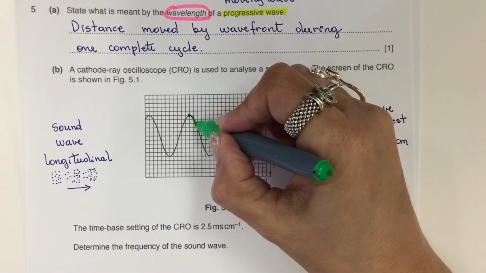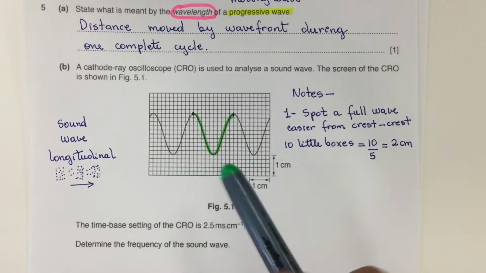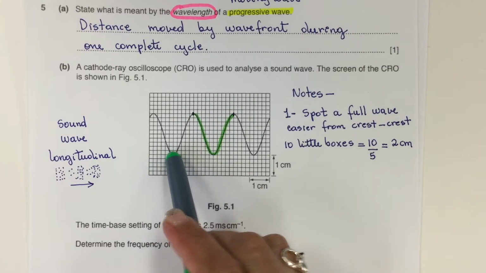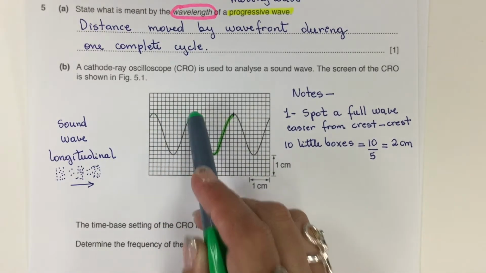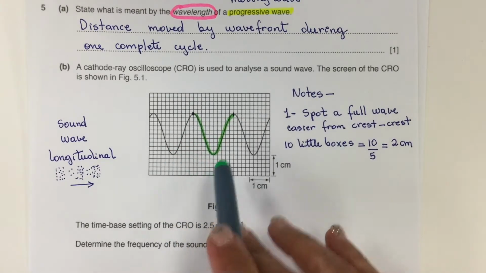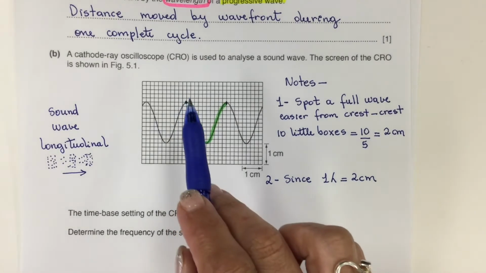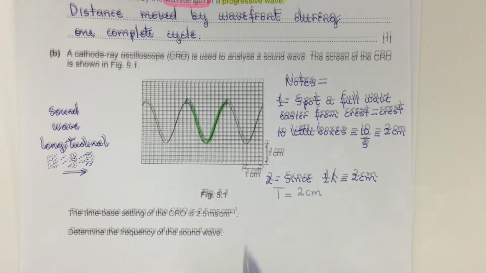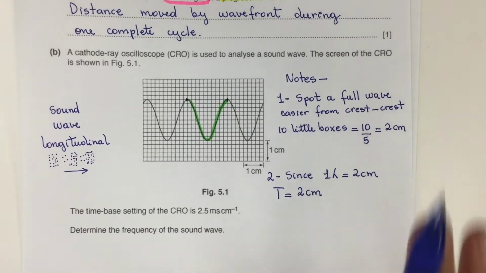So I'm going to highlight here with my green marker. Another note, you could pick from this trough to this trough, or from this crest to this crest, it will not matter. You pick any wave you would like to work with. Now, in this case, one wavelength corresponds to 2 centimeters. So, what will be the period of this wave? Period is for one complete wavelength. So, the period is 2 centimeters. I know, looks weird, hang there.